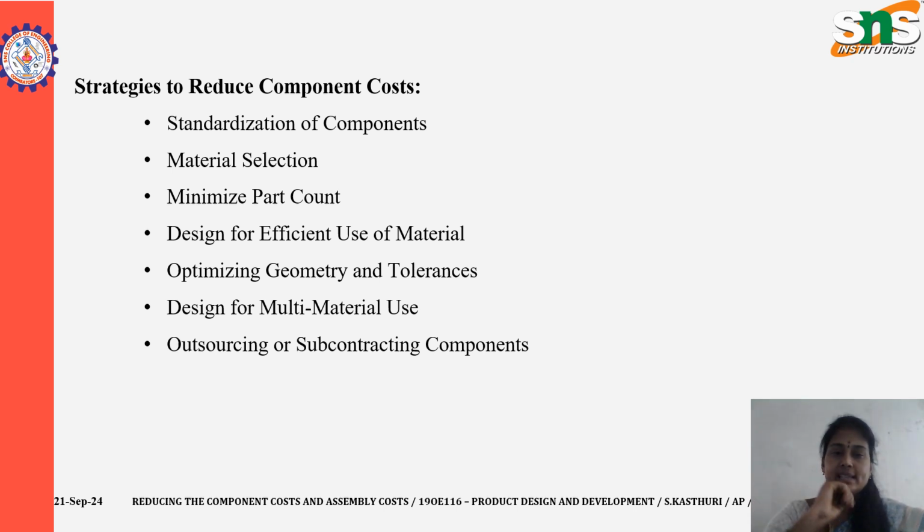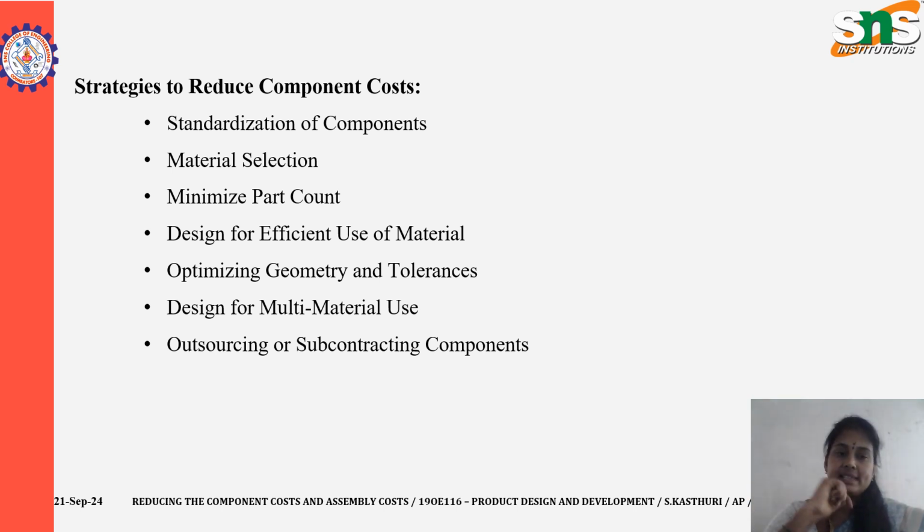The fourth one is design for efficient use of material. Design parts to minimize waste during manufacturing by considering material efficiency and optimizing the shape of parts. Reducing material waste reduces cost and helps with sustainability.